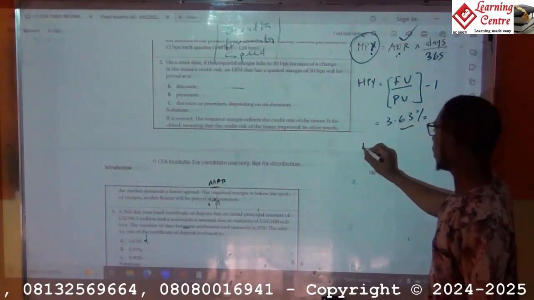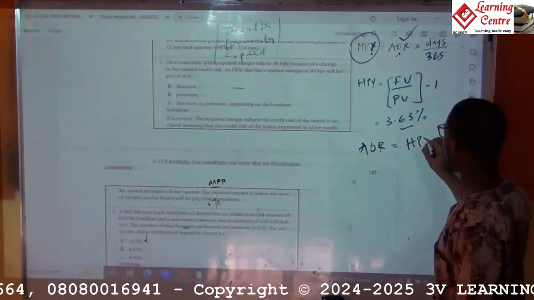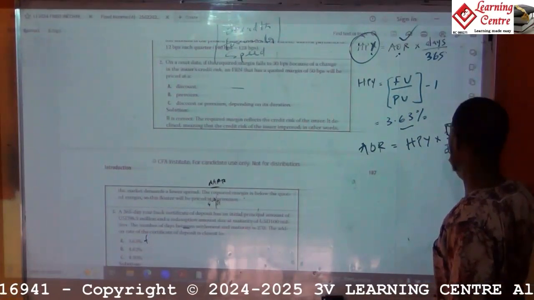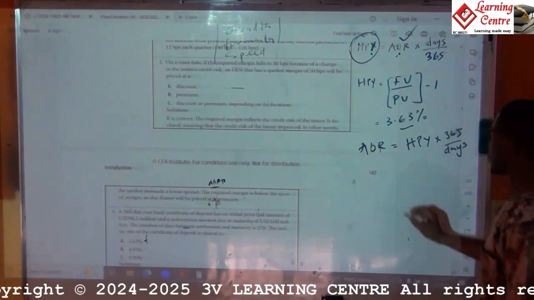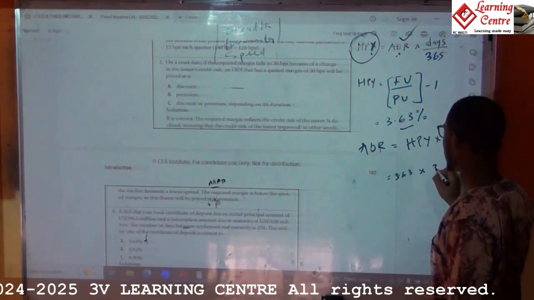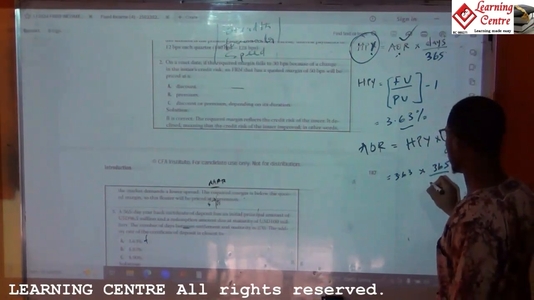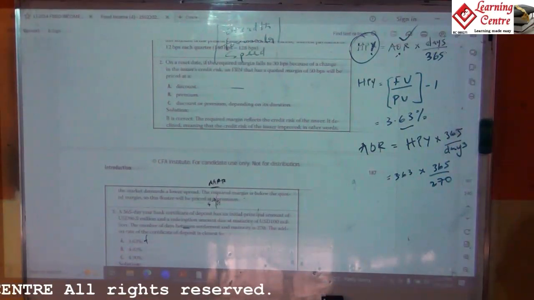So the next thing is to move from this to calculate this. How do we do that? Make AOR the subject of the formula. It becomes HPY times 365 over number of days. So I have 3.63 multiplied by 365, over 270. It should be higher than 3.6.